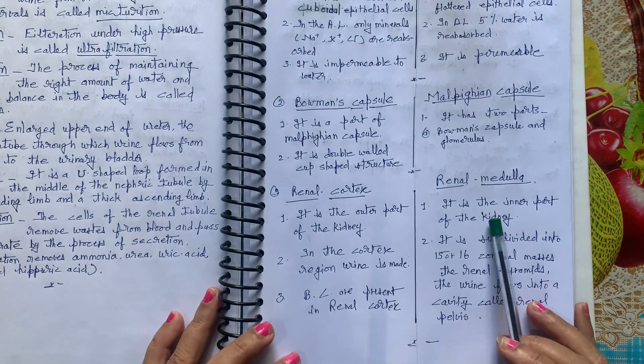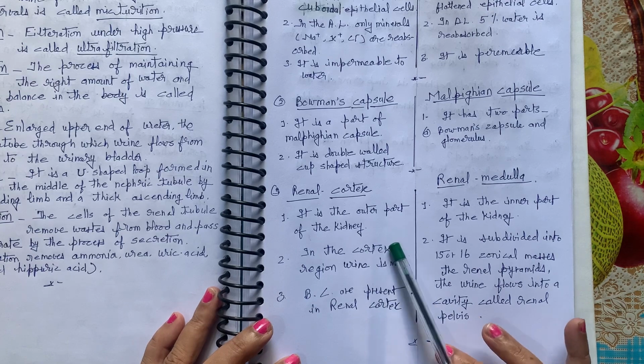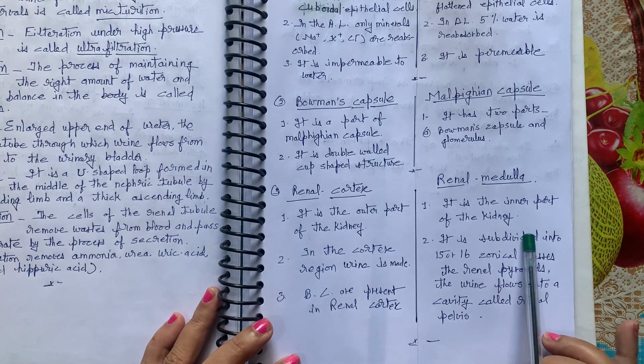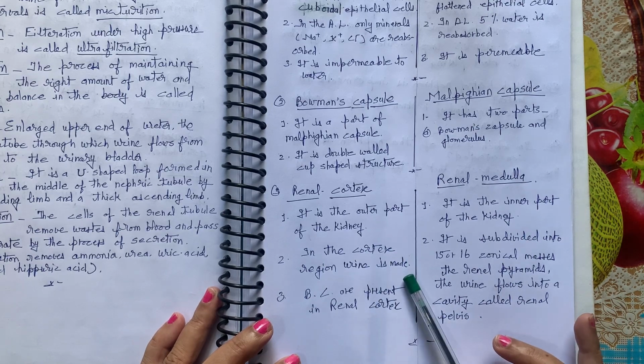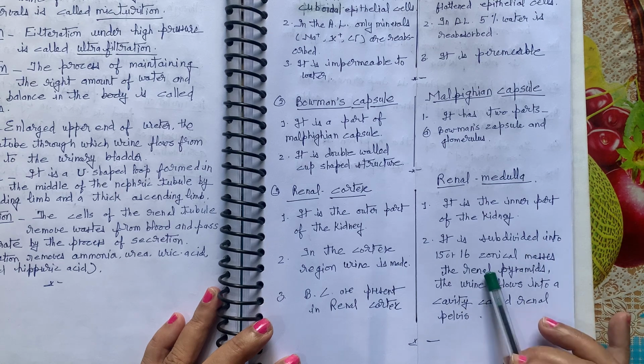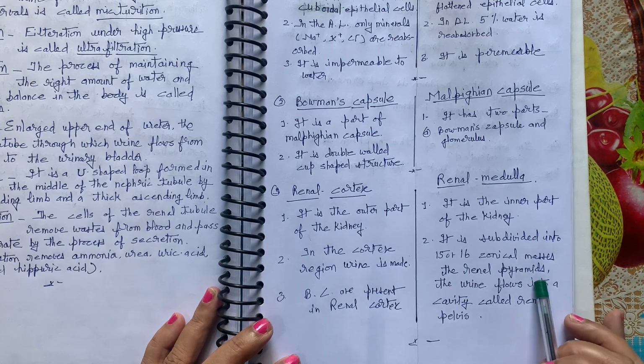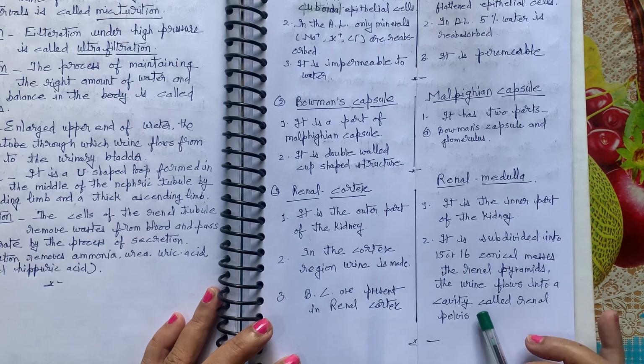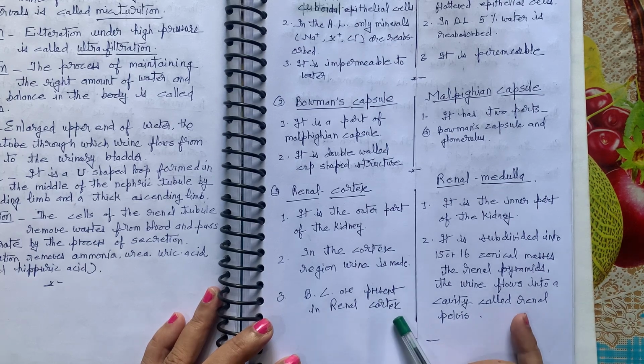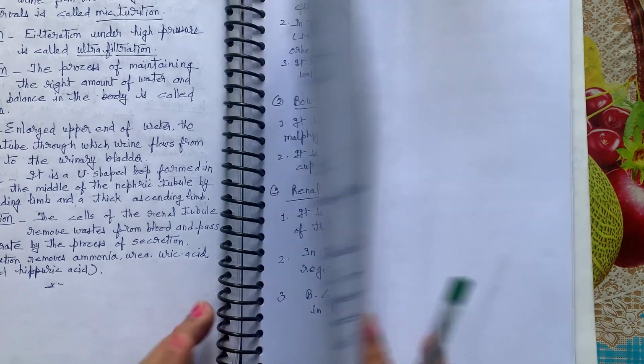Renal cortex and renal medulla. The cortex is the outer part of the kidney, the medulla is the inner part of the kidney. In the cortex region, the urine is made, and the medulla is subdivided into 15 or 16 conical masses, the renal pyramids. The urine flows into the cavity called renal pelvis. Bowman's capsules are present in the renal cortex, right?